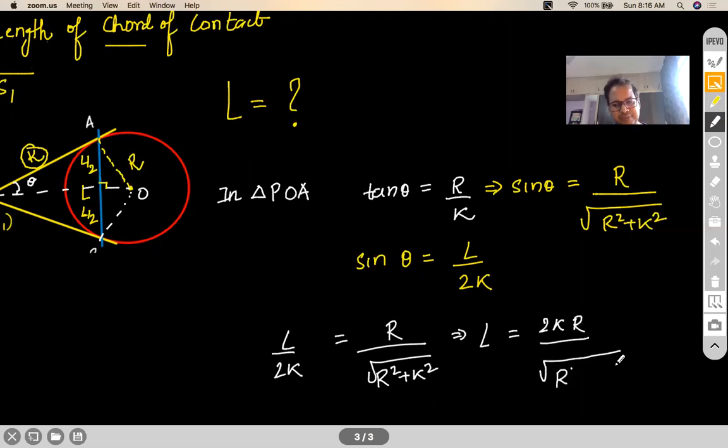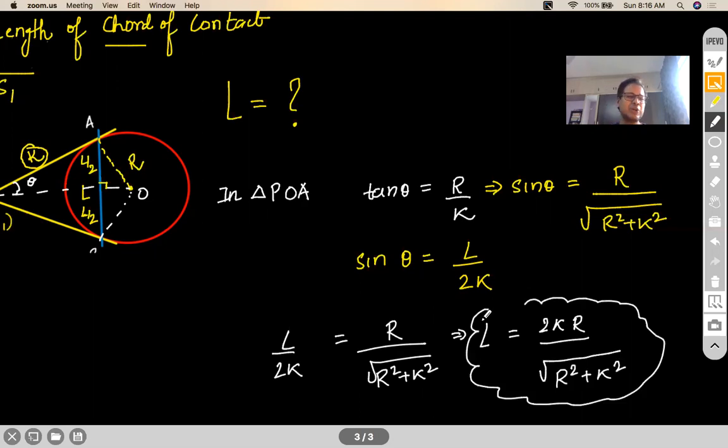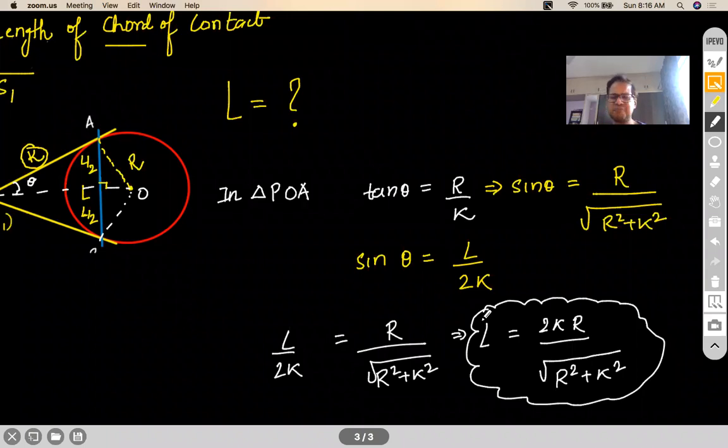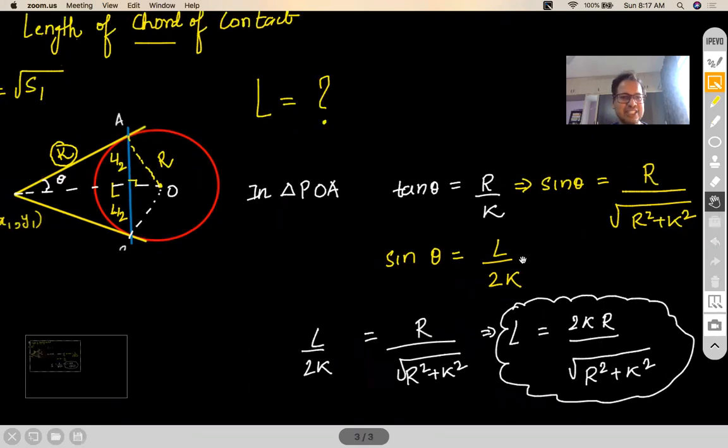Correct? Now, again, I am not emphasizing on you remembering this result. If you can find it out in real time, by using the numbers and figures given to you in the question, well and good. Anyways, there are so many ways to find it out. Is it fine?